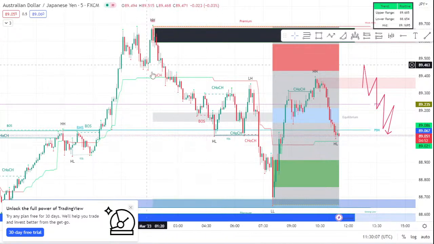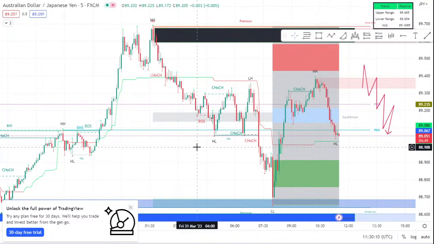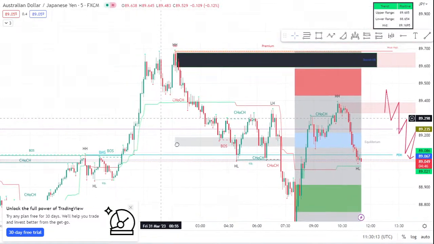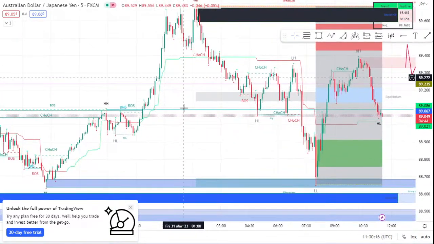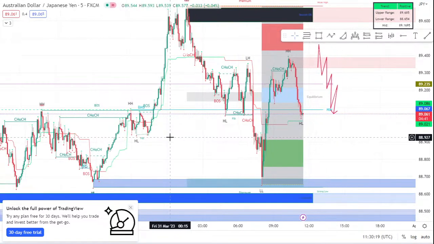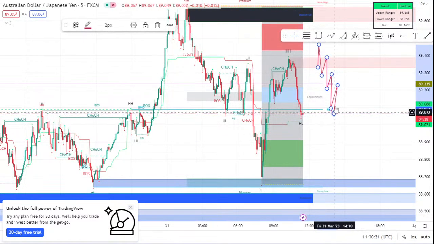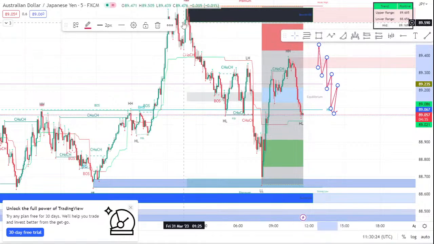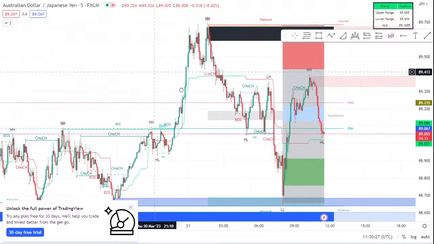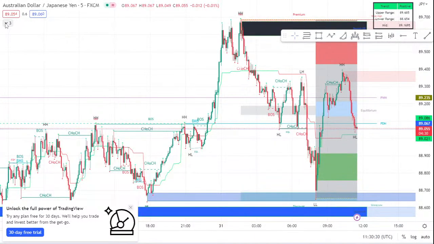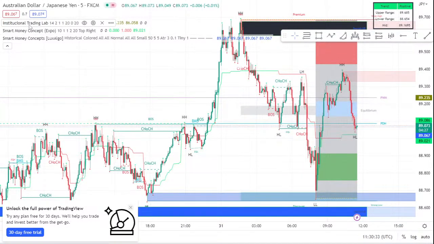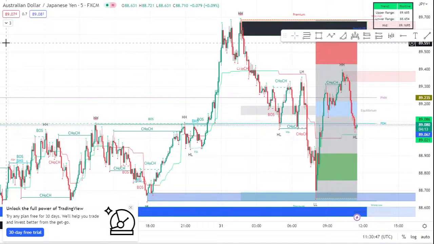So guys, before I proceed, most of you want to know the name of the indicators that I'm using. For me, I'm using 3 indicators, though you might choose to use one. I always love having 3 indicators on my chart, and these are the indicators: we have the Institutional Trading Lab, we have the Smart Money Concept Expo, and we also have the Smart Money Concept by Lux Algo.